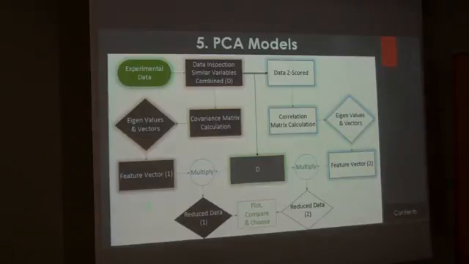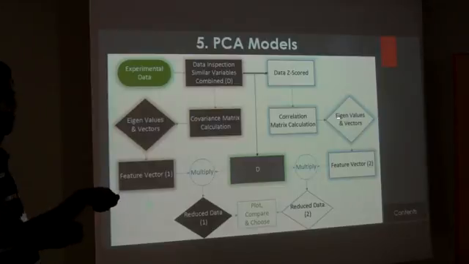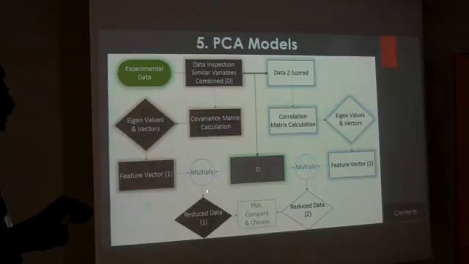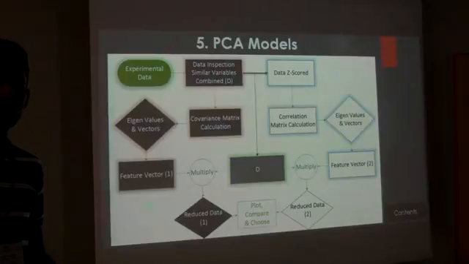And finally, in this work, we use both approaches. We use the covariance matrix as well as the correlation matrix. Then we perform the comparison and analysis, and then we validated and interpreted the results practically.